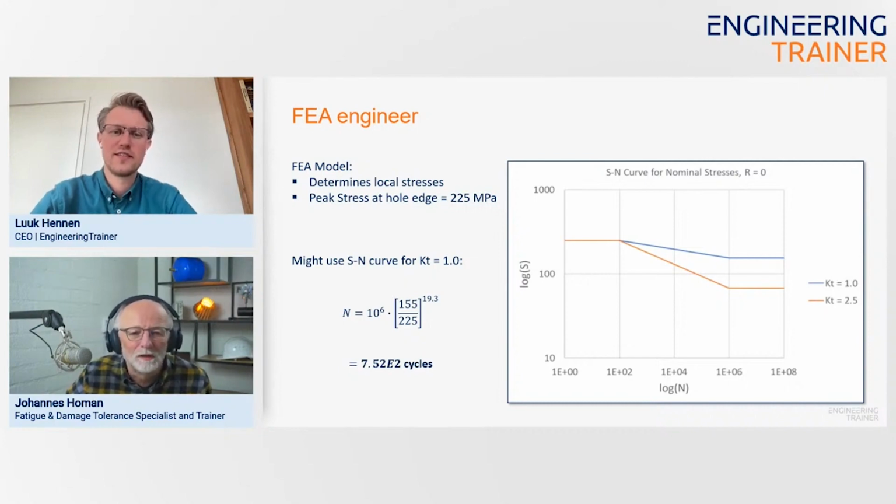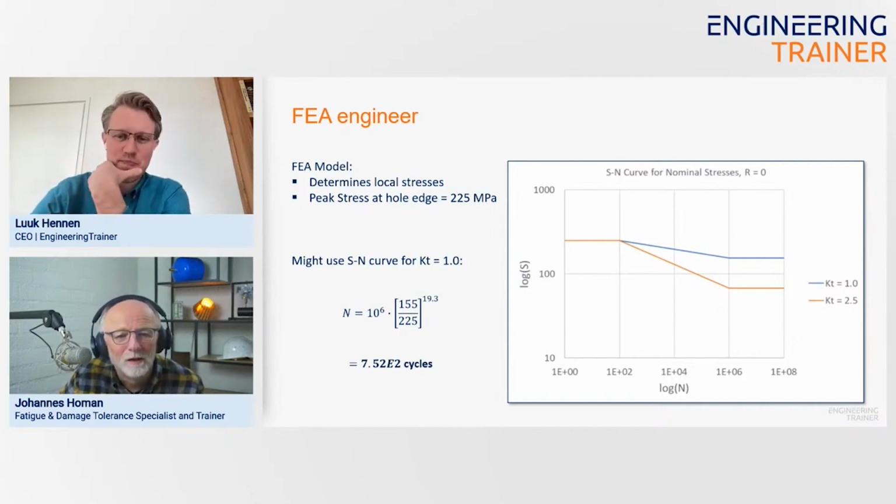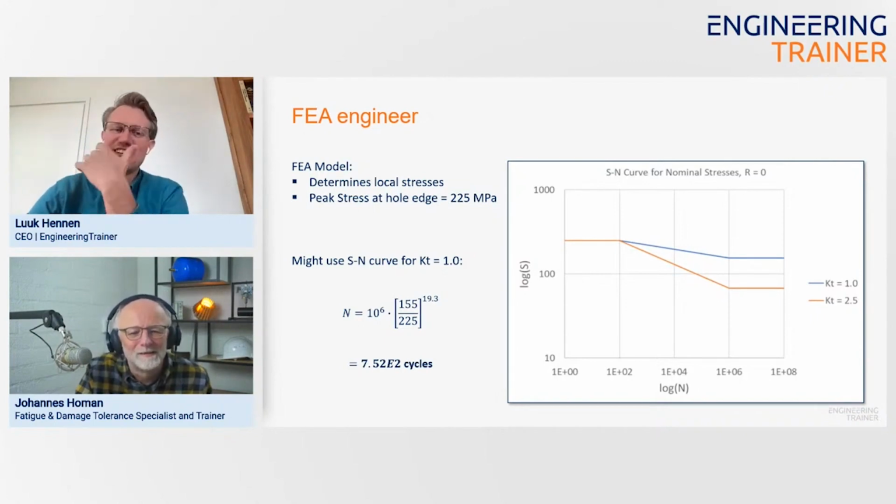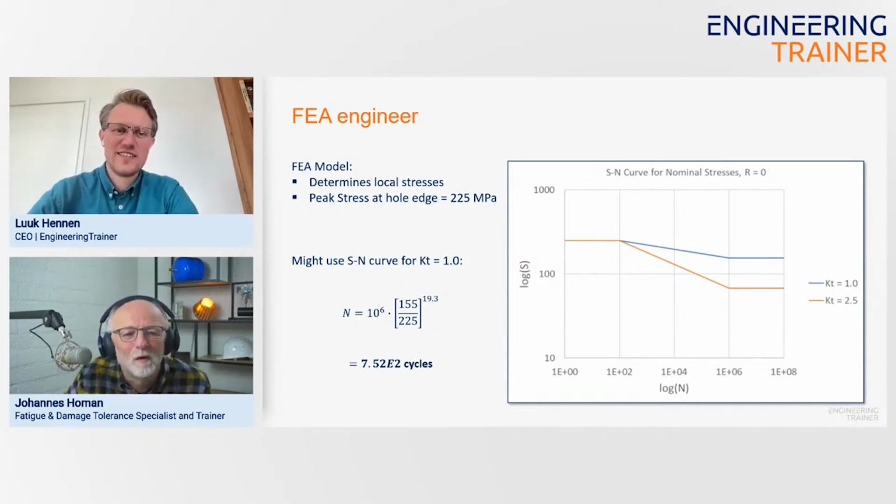In the previous calculation, where we just used the KT 2.5 curve, we find something of 137,000 cycles, and here only 752 cycles. So using this SN curve for KT 1, based on the fact that we have local stresses which are not further affected by stress concentrations, you find a different answer, and that's somewhat strange. All right, let's dive in. What went wrong? What you can see already here is that you use a different exponent.